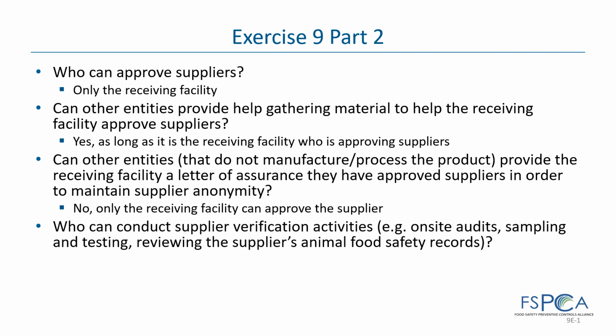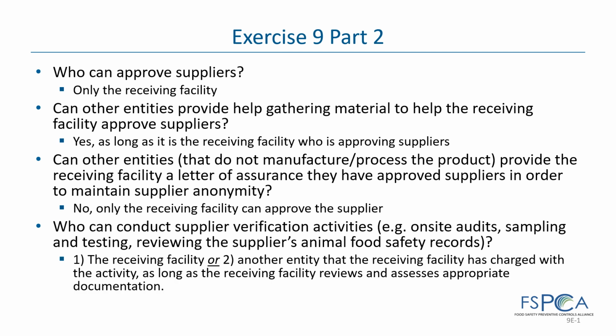Who can conduct supplier verification activities like on-site audits, sampling and testing, or reviewing the supplier's animal food safety records? Answer: the receiving facility or another entity that the receiving facility has charged with the activity, as long as the receiving facility reviews and assesses appropriate documentation. What that's saying is the receiving facility can do these activities, or they can get some help with that as long as they are overseeing it.